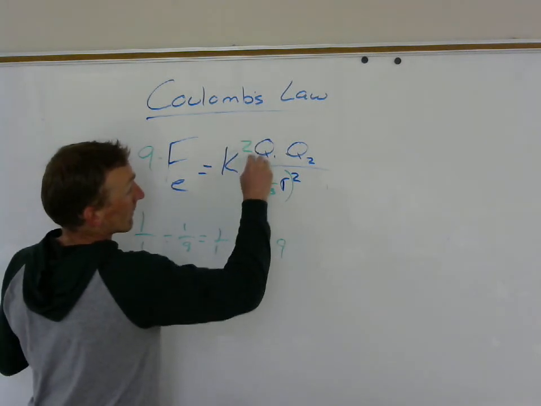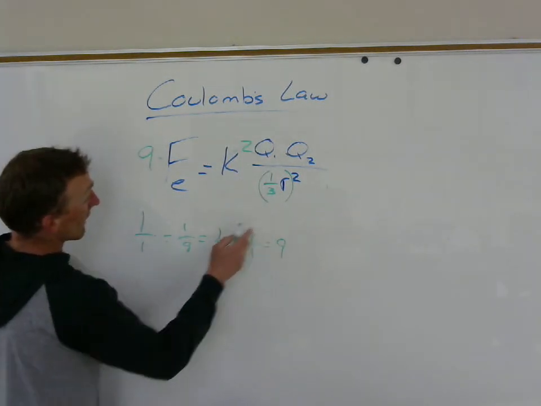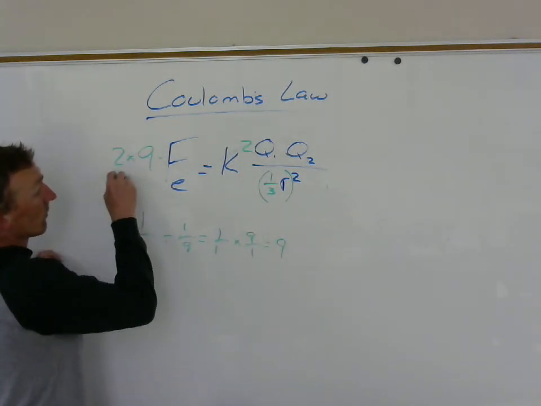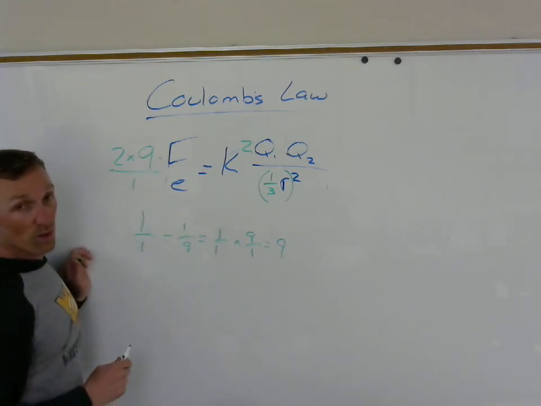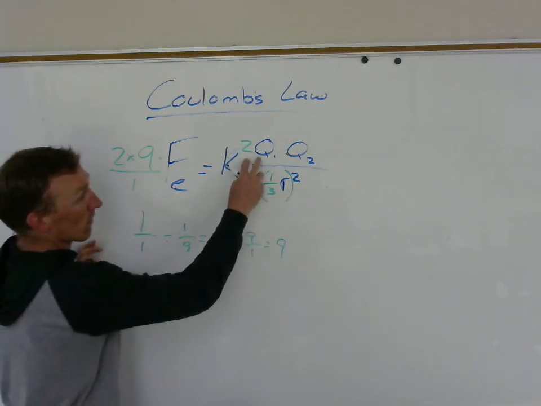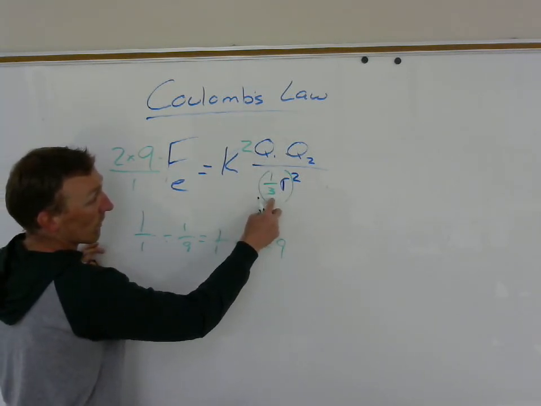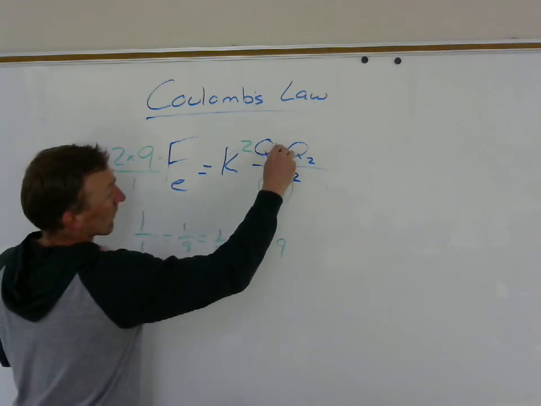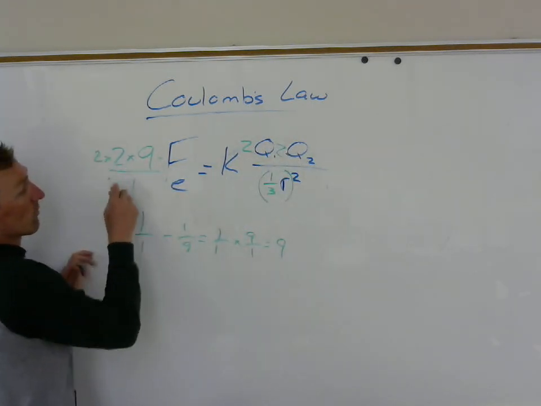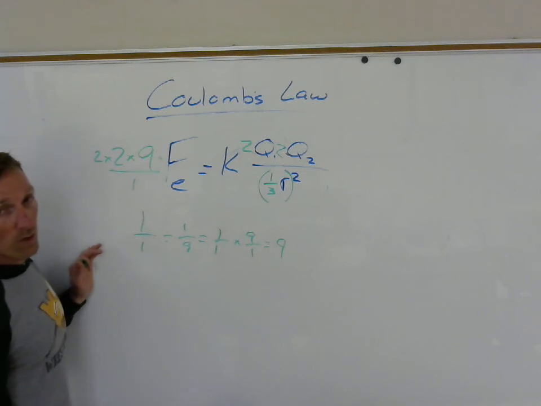If I double this and did that, it'd be like 2, so it'd be 18 times greater force then. Stuff stays on the top. This, because it's a fraction, gets flipped to be on the top. And then if I double this, it'd be like 2 times 2. That's 36 times greater.